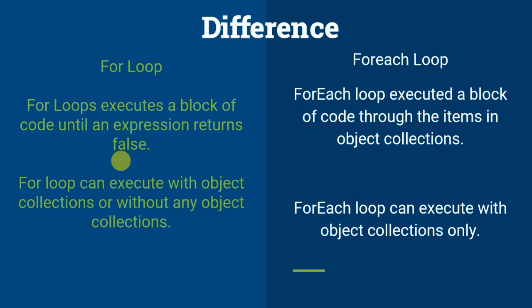There you go. The for loop executes a block of code until an expression returns false. The for loop can execute with object collections or without any object collections, while the for each loop needs an object collection only to execute.